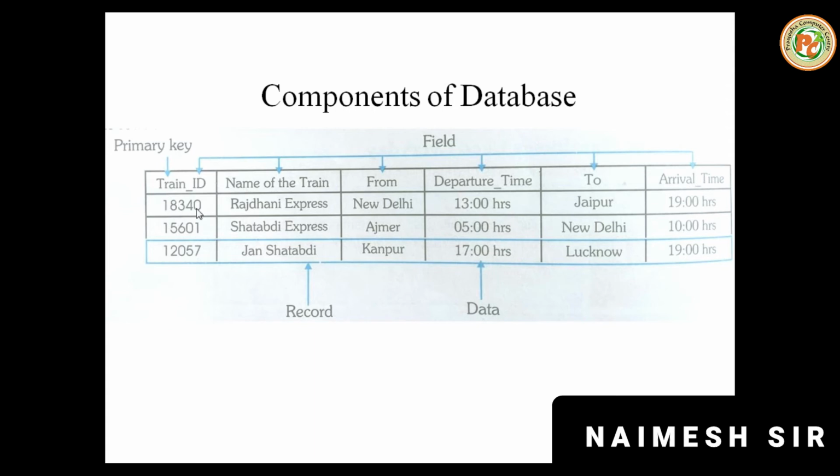So here train ID is a primary key, because once a single train is given a particular ID, then that ID we cannot assign to a second one. Similarly, in a school, in a particular class, if a roll number is assigned to a specific student, then that same roll number we cannot assign to another student. Okay, so roll number is called the primary key or unique ID, right? So here are the components of a table: field, data, record, primary key, columns, rows.